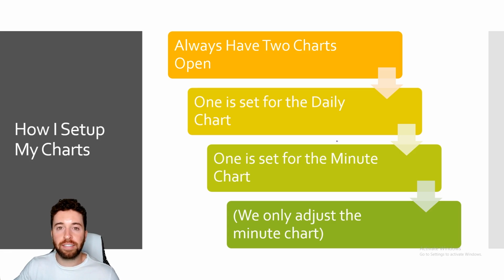Well, what I suggest is always have 2 charts open. One is for the daily chart, and the other one is for the minute chart. So we only adjust the minute chart. When you are opening your charts every single day, and you are about to start stock trading, open up 2 charts so we can see the whole entire day. We can see the daily chart, where it was today, where it was in the past, where it was a week ago, where it was a month ago, where it was 3 months ago.